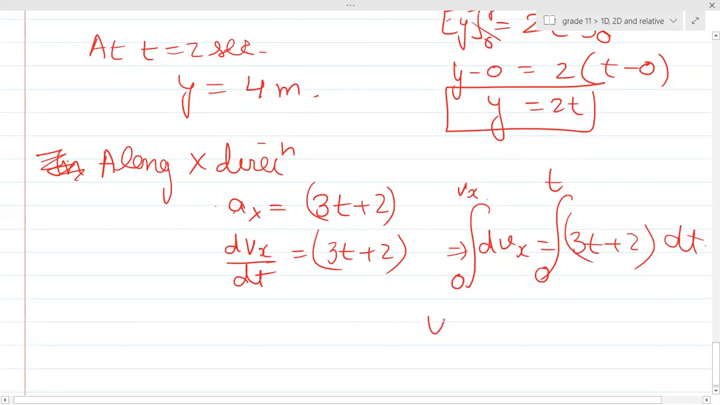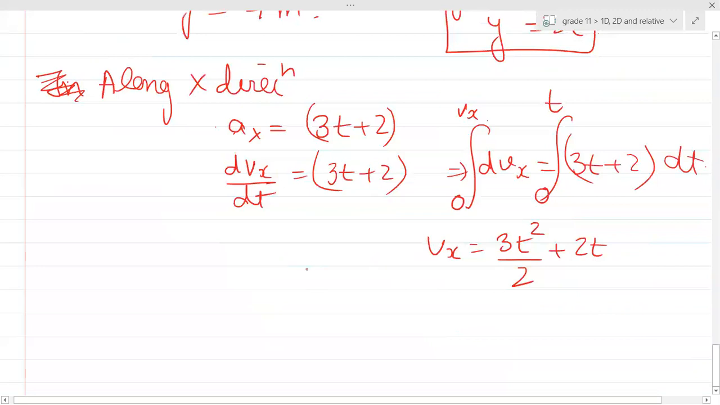On solving the integration, I'm not solving the integration again. So this will become 3t square by 2 plus 2. Yes or no? Everyone, please do the integration at your home, no problem. Now you got the velocity. Now what will you do? You'll write dx by dt is basically 3t square by 2 plus 2. And then follow again.